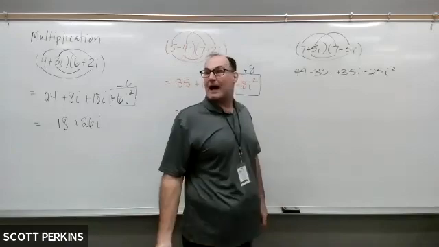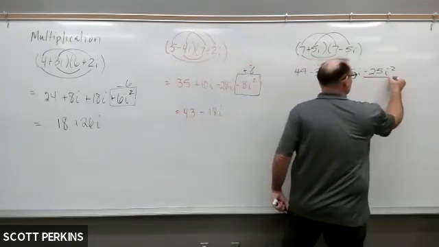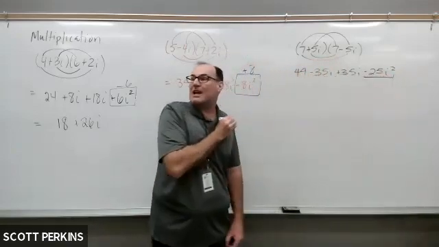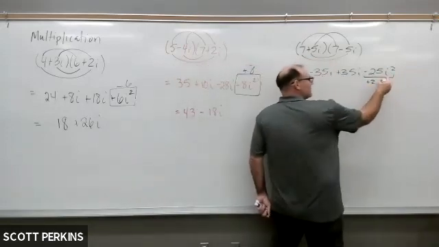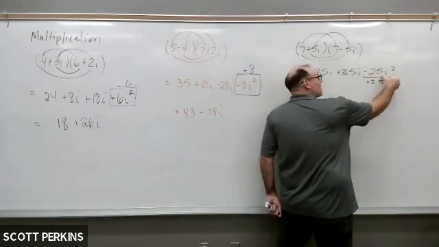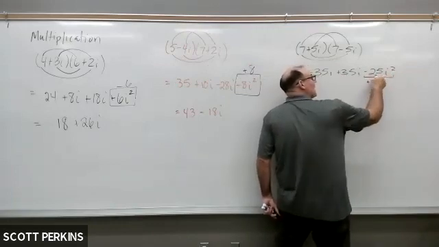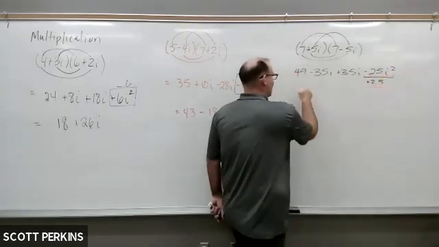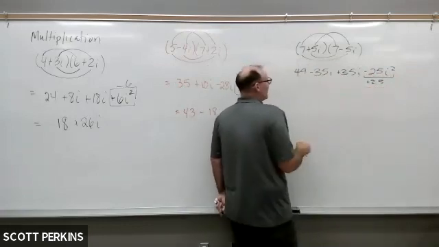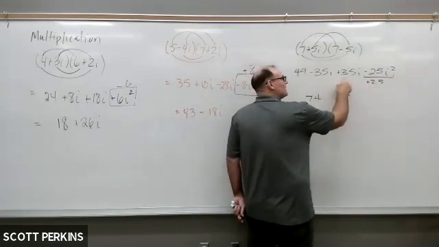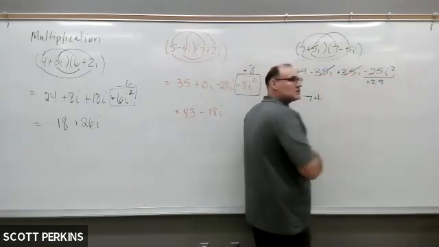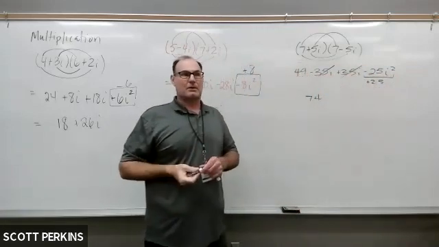All right, so one more time. I've got negative 25i squared. That term changes into what? Positive 25. This is negative 25. i squared is the same exact thing as negative 1, so negative times negative is positive. And now 49 plus 25, that is 74. And then negative 35i plus 35i, those cancel. I'm left with that.